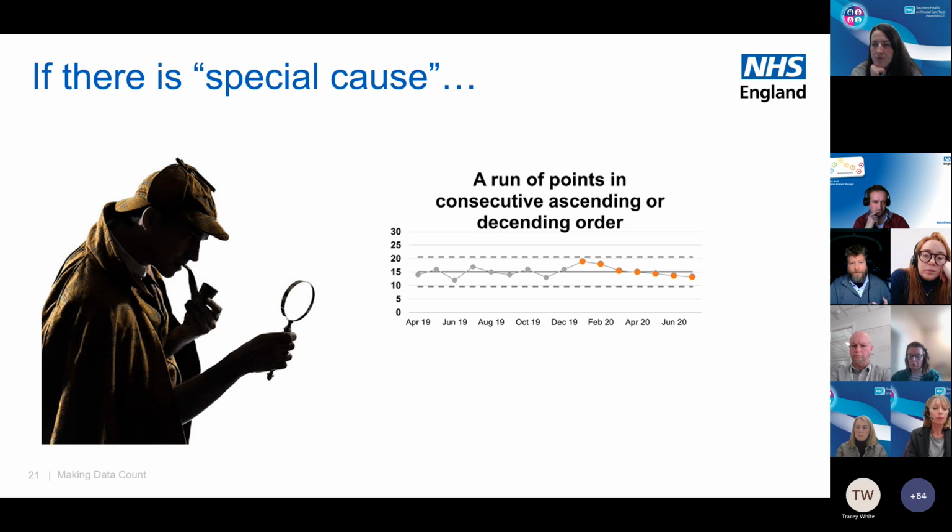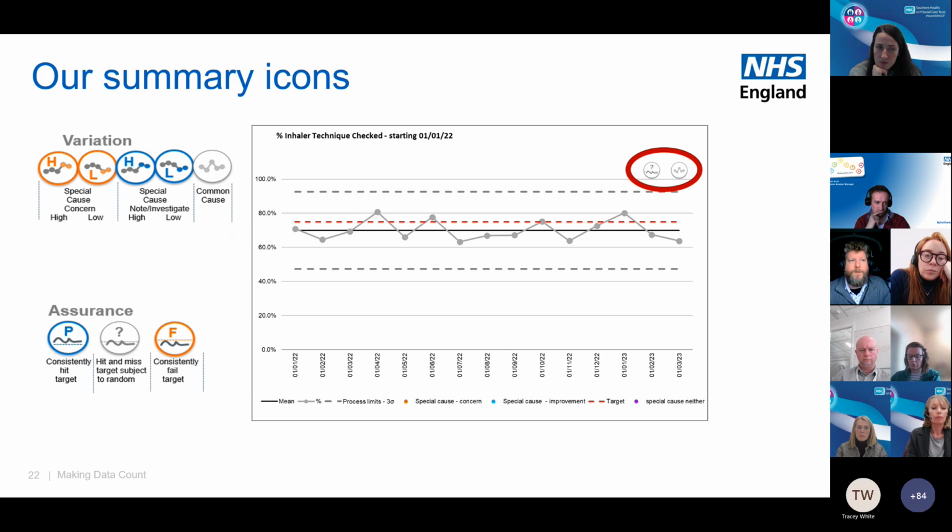So concerning performance, where something's going downwards and statistically it is going downwards. The opposite side of that, we've also got the blue dots, which signify an improving picture. And then we've got those grey dots, which are common cause variation. So that's just that normal everyday variation. On all our graphs, you will get at least one summary icon. These summary icons take those special cause rule breaks and turn them into a single icon that you can see in the top corner of our graphs.